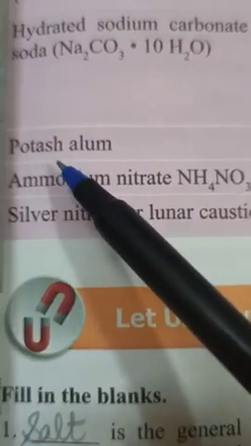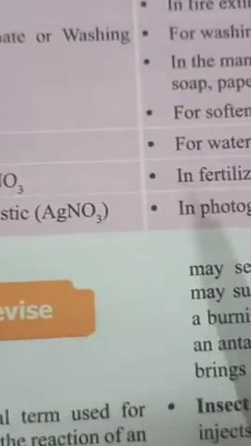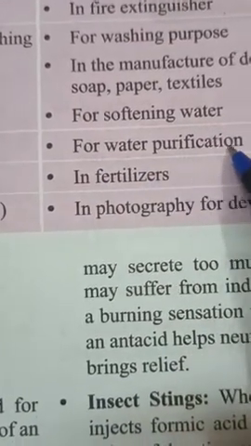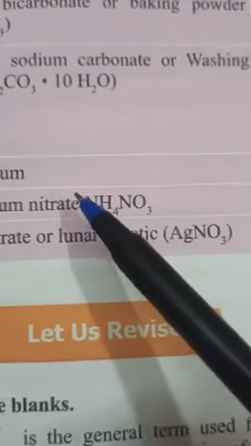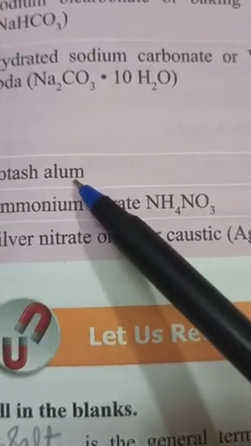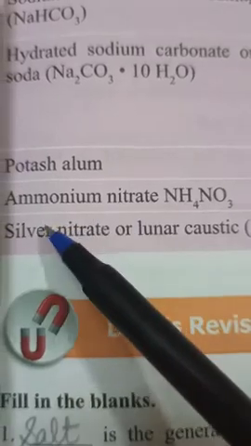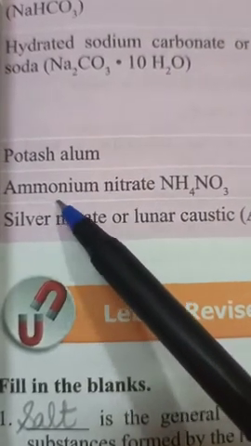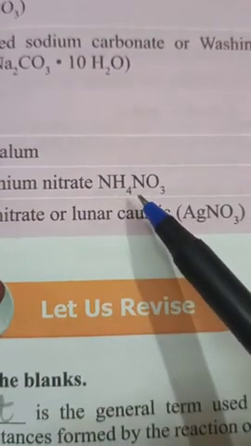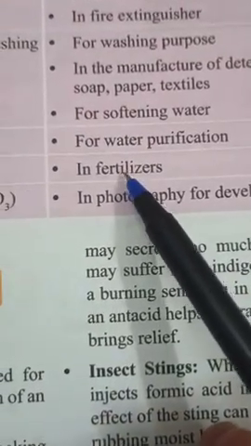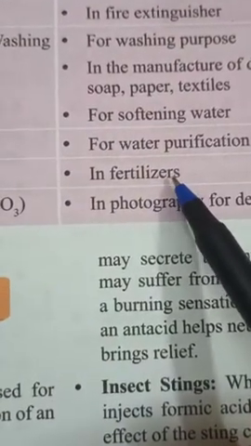And next is potash alum. Potash alum is used as a water purifier. Its Hindi name is fitkari. Okay, and ammonium nitrate, NH4NO3. This is used in fertilizers, to make fertilizers.